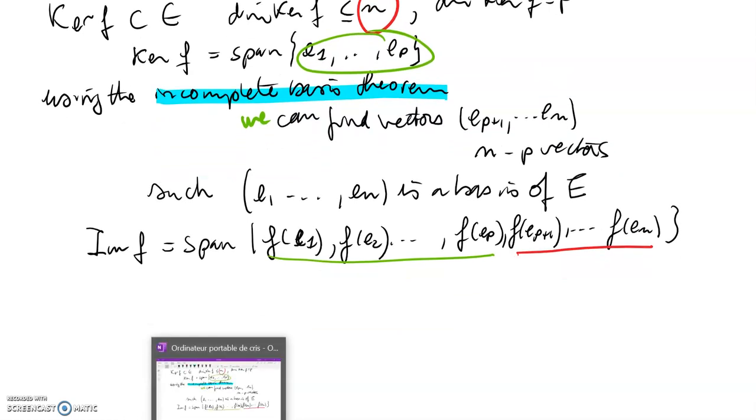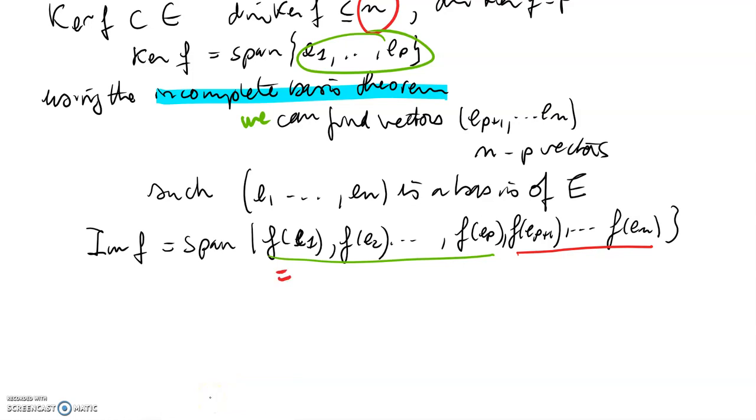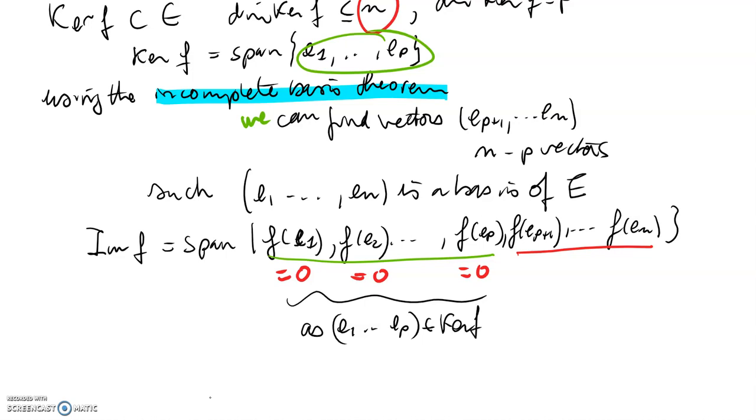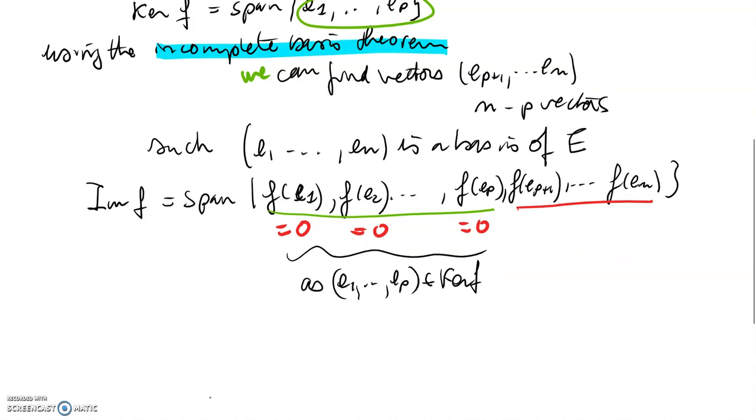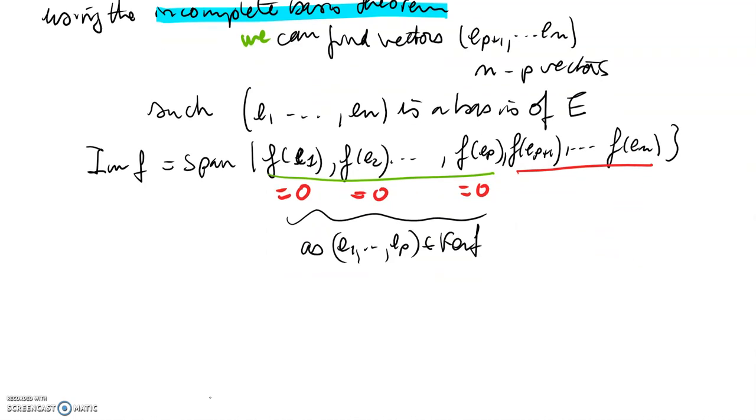So what do we have? The thing is that all of F of E1 up to F of Ep are equal to 0, because E1 up to Ep belong to the kernel of F. They span this kernel, so they also belong to it. So it means that their image is equal to 0. Okay, so for the image of F, all these vectors don't bring you any information. It's just 0. So first of all, it makes your whole system not linearly independent.